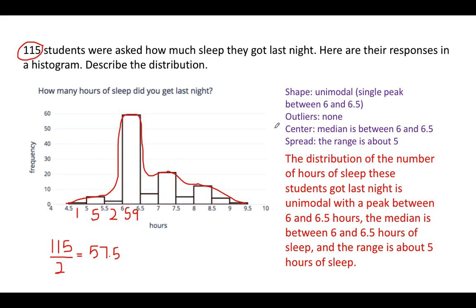So we want complete sentences. We don't want just a list of characteristics. We want a complete sentence, and then we want context, so like hours of sleep. That's the context. That's what this problem is about. So we've included the shape, the center, the spread, and then we don't need to say anything about outliers because there weren't any. And that's it.